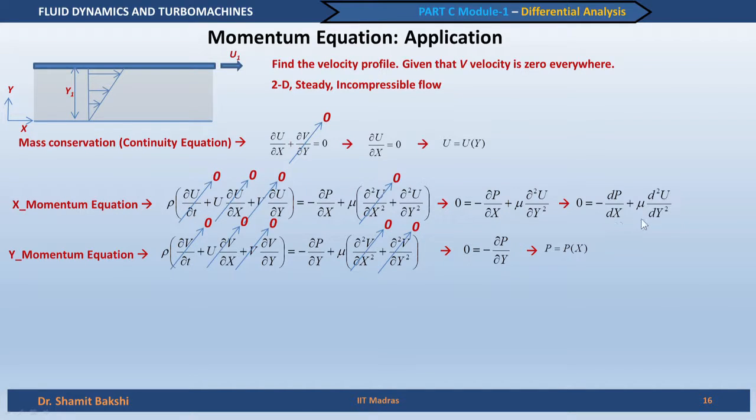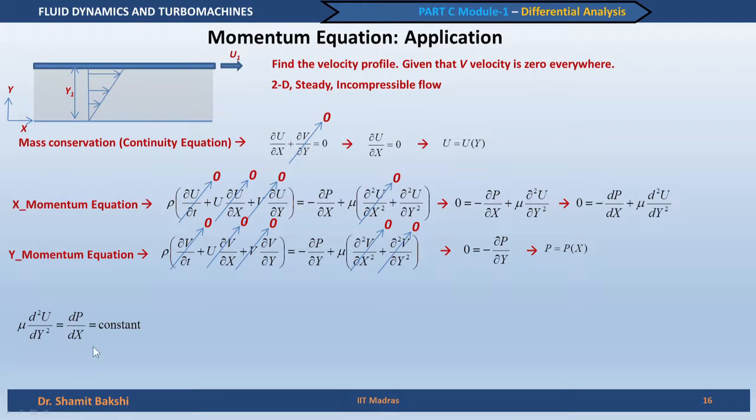minus dp/dx plus μ d²u/dy² is equal to 0. So, if we solve this equation, μ d²u/dy² on the left hand side is equal to dp/dx, and this should be equal to a constant. How can we say confidently that this will be a constant? Because on the left hand side we have purely a function of y, the second derivative of something which is purely a function of y. On the right hand side we have p which is purely a function of x. A function of y and a function of x can be equal only if both of them are constant. So, we can easily write this as constant.